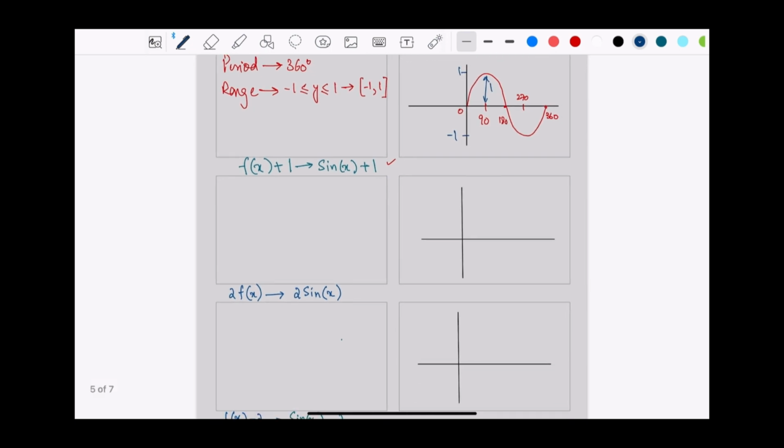Now if I say sine x plus 1, so the function translates 1 unit up. So the value which was -1 translates 1 unit upward to give you 0, and the value which was reaching +1 translates 1 unit upward to give you 2, and the function that was starting off with 0 starts off with 1.